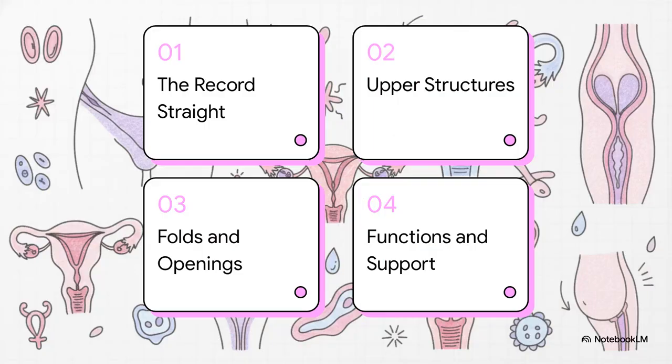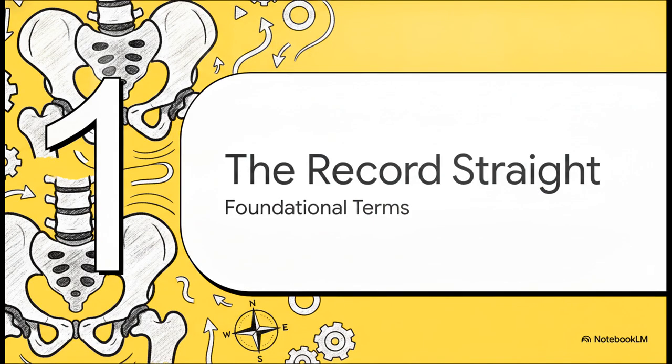So here is our game plan for today's explainer. First, setting the record straight. Second, the upper structures. Third, folds and openings. And fourth, functions and support. Let's map this out. All right, Section 1, setting the record straight, focusing on our foundational terms.